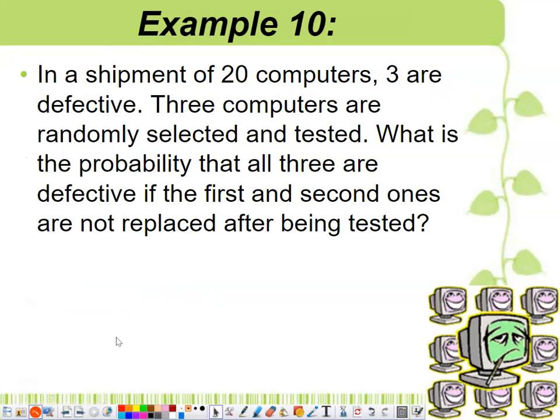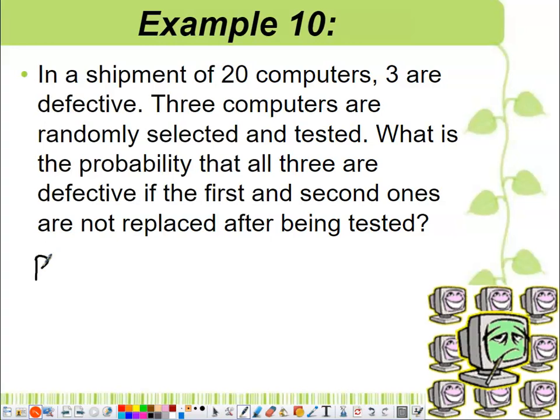Okay. In a shipment of 20 computers, 3 are defective, 3 computers are randomly selected and tested. What is the probability that all 3 are defective if the first and second ones are not replaced? Okay. So the probability that we have 3 defective. We have defective, followed by another defective, followed by a third defective. Okay, so we're going to take this probability and we're going to do it for each and every single one, keeping in mind that we don't replace.